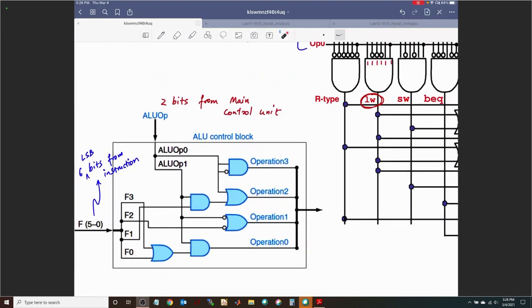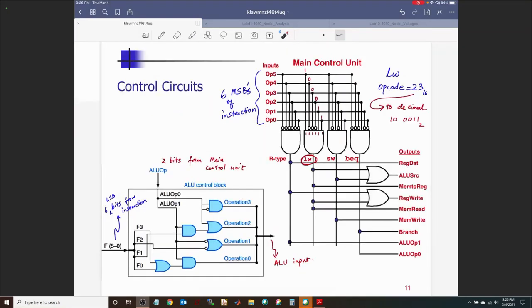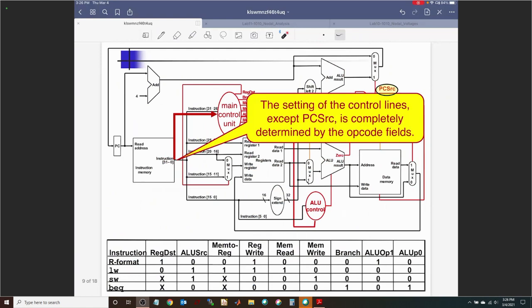Now, how do we know which particular operation because there are 4 bits I need, right? I need to have an ALU input. The output of this is ALU input. So if I know the 2 bits for ALU op and the 6 bits of the function field, do I know the 4 bits of ALU input? Well, let's try to see. If you know the ALU op bits, then you know whether it's an R-type instruction, load word, store word, or branch when equal. And for the R format, it will have a different function field.